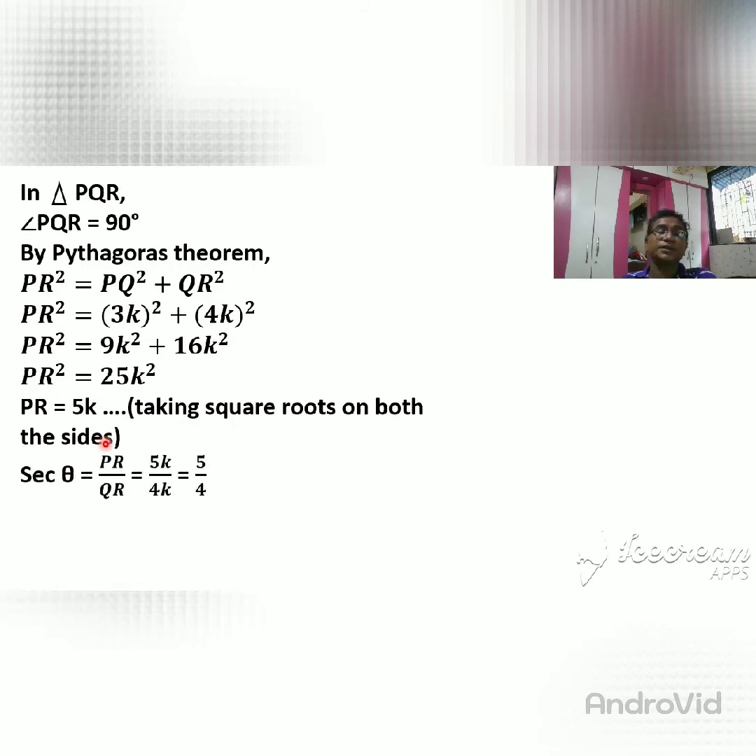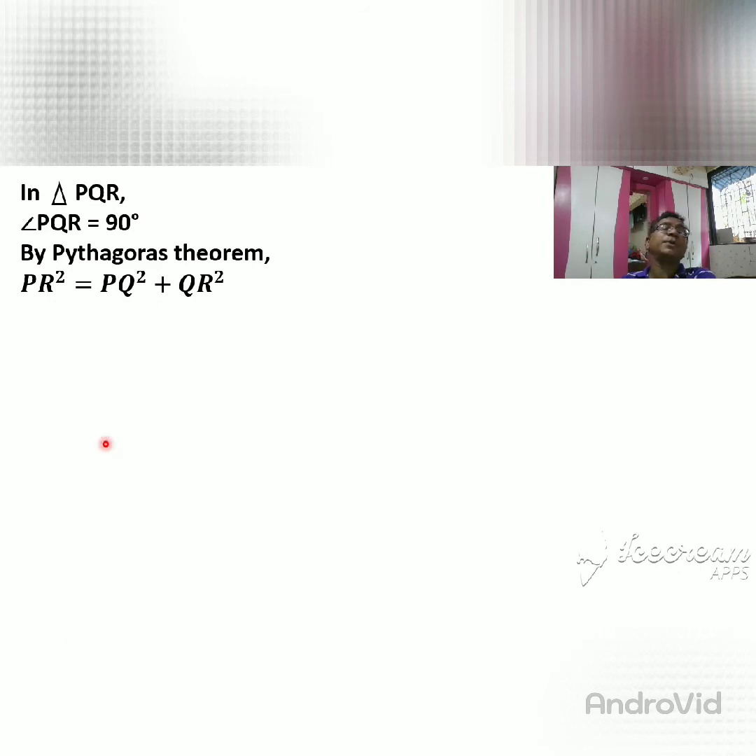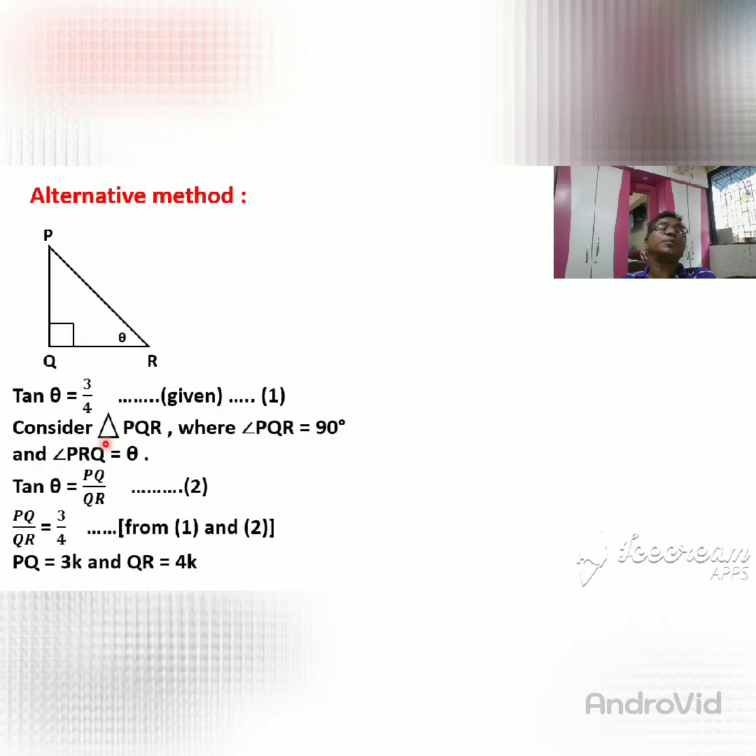Now you want to find out sec theta. How can you find sec theta? I will explain with the help of the diagram. This opposite side is 3, this adjacent side is 4, and the hypotenuse is 5. Sec theta means hypotenuse divided by adjacent. PR is the hypotenuse and QR is the adjacent, so PR upon QR. PR is 5 and QR is 4, so sec theta is 5 upon 4.